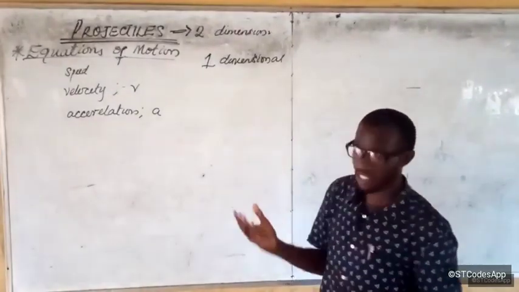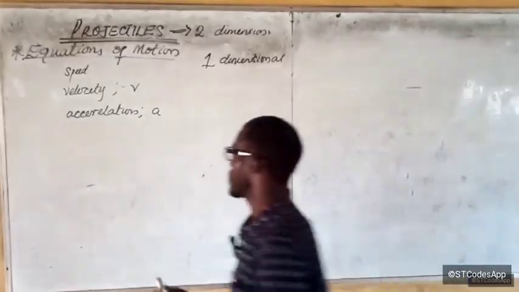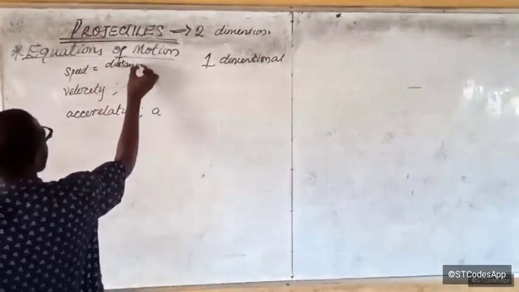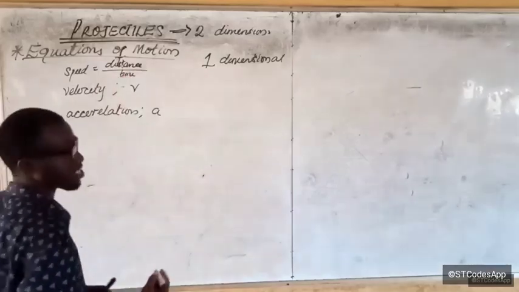Now, beginning with the first equation, what is speed? Speed is defined as what? The distance moved by a body per time. So that is how much distance a body covers per time. That is the speed of a body.